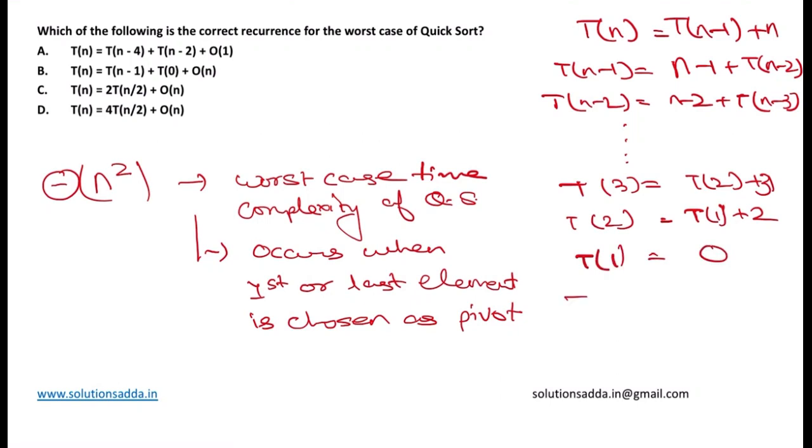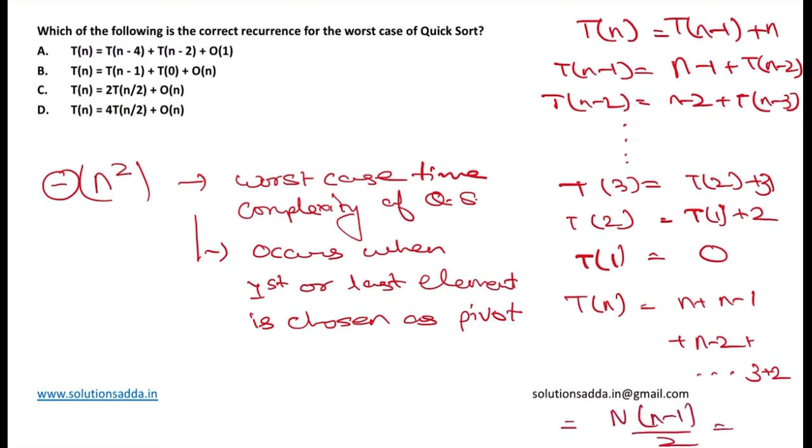So T(n) = n + (n-1) + (n-2) + up to 3 + 2, that is equivalent to n(n-1)/2, which is again order of n square. Hence the correct recurrence relation as per the given options is option B, T(n-1) + T(0) + order of n.